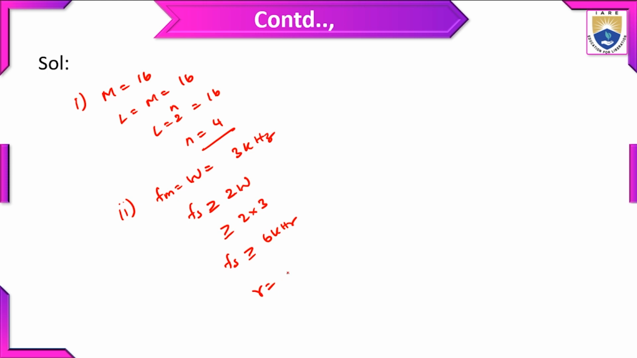Now R is equal to n into Fs. What is n? Here 4, Fs is 6 kilo. So that is equal to 24 kilo. But this is kbps. This is RB, the bit rate or transmission rate. That is 24 kilobits per second. You can transmit this over a PCM system. Okay, so these are some problems on PCM systems.